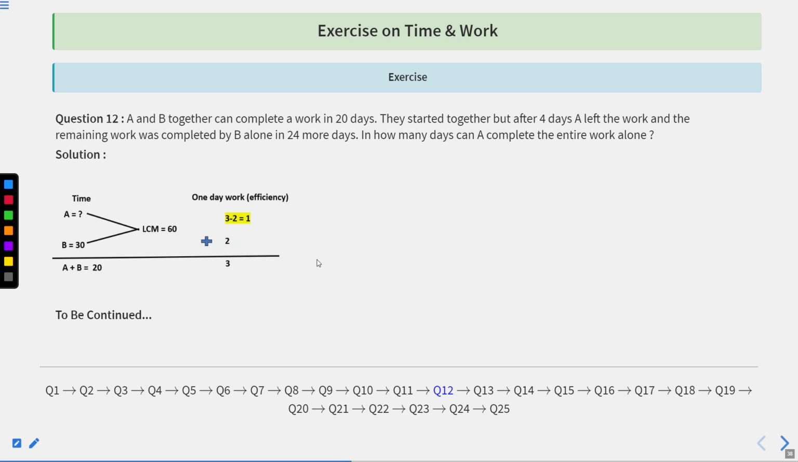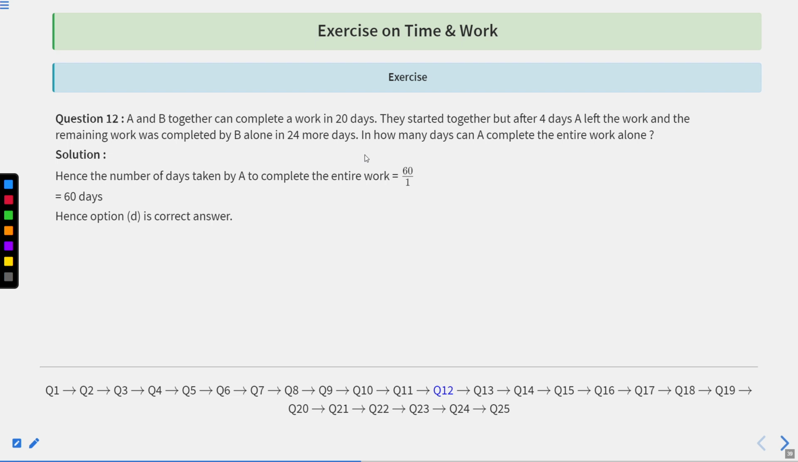Now, time taken by A is unknown. B takes 30 days, and combined they take 20. So the LCM will be 60. And 1 day work efficiency of B is 2 and combined is 3. That means A alone did only 1 unit of work each day. Hence the number of days taken by A to complete the entire work is 60 upon 1, that is 60 days. So the correct option here is option D.